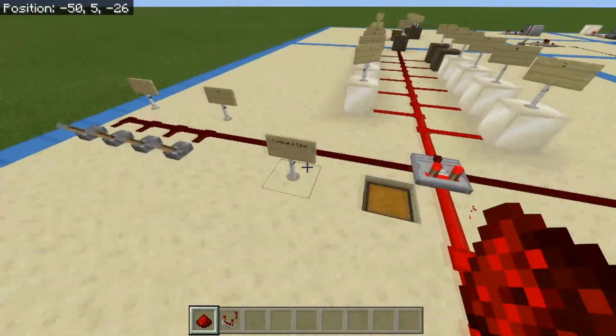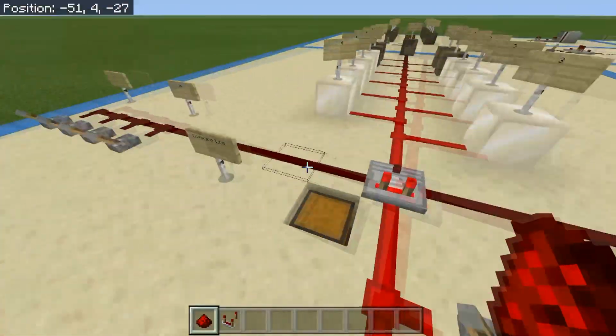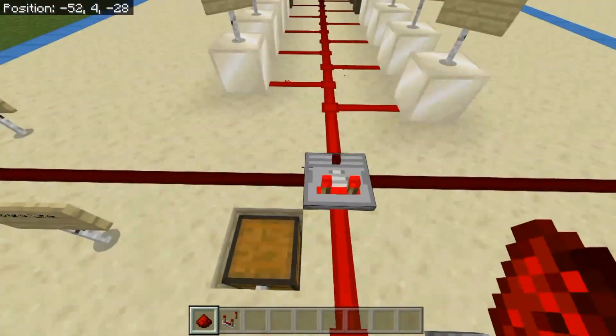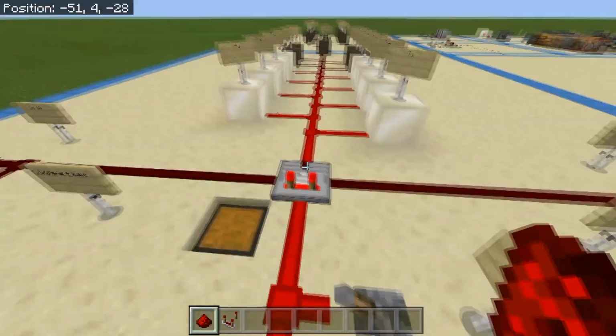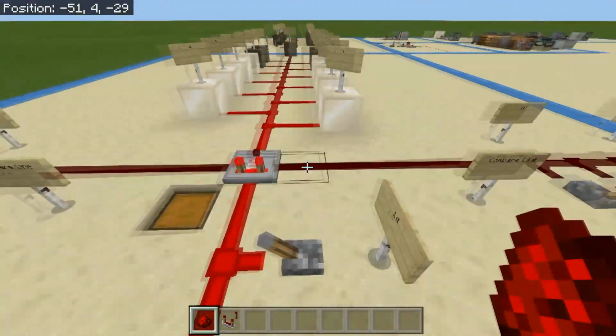Now, what do the compare lines do? What are those used for? The first thing is that either side does not matter. There's no difference between the two sides. They both do the exact same thing. So you can use one or the other, or depending on what you're building, you can use both.